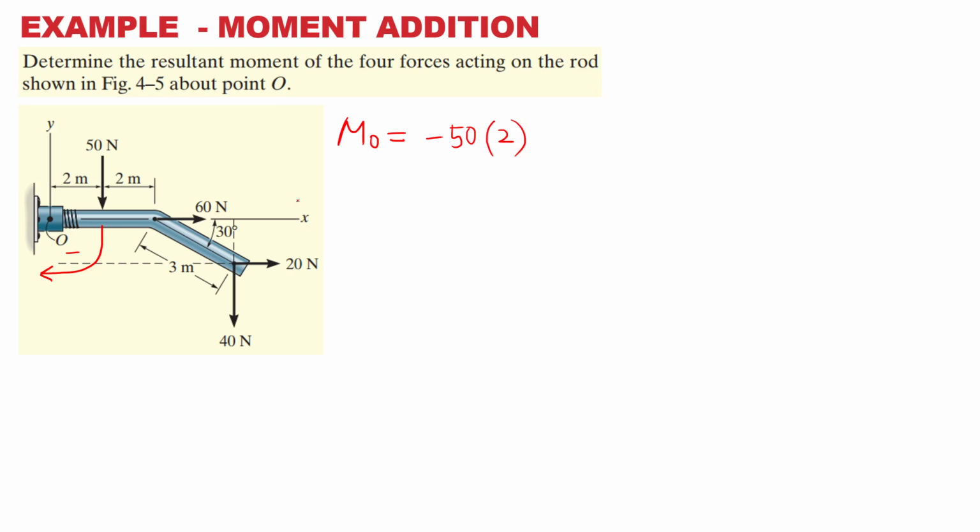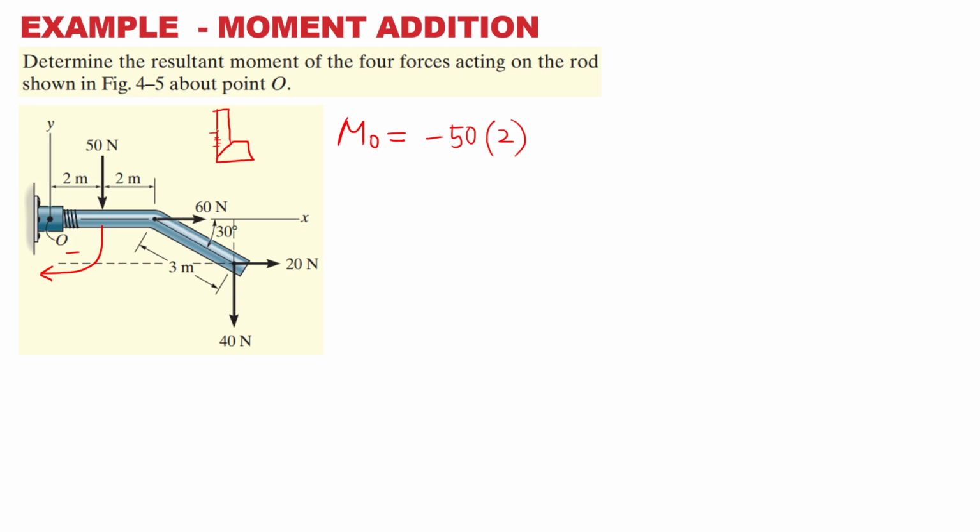Then 60 Newton. This 60 Newton just pulls like that. It does not rotate the body. Its distance is 0. How do you find its distance? Its distance is perpendicular, remember? 90 degrees distance. Remember your L square.